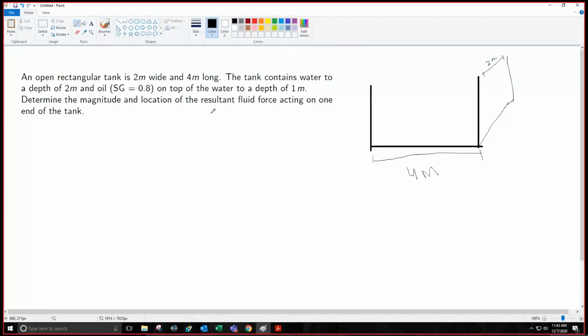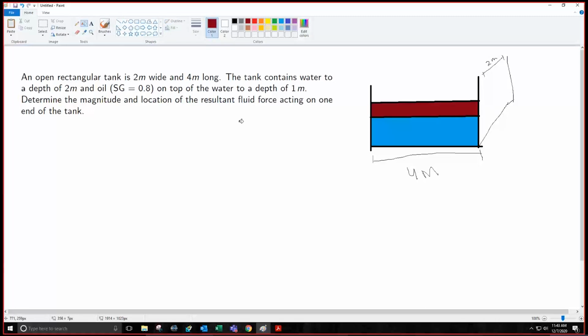The tank contains water to a depth of 2 meters. That means we have water from this point to this point. We fill it with water. Here we have water, and on top of water we have an oil of specific gravity 0.8 till a depth of 1 meter. That means we have oil depth of 1 meter. Let's color it.